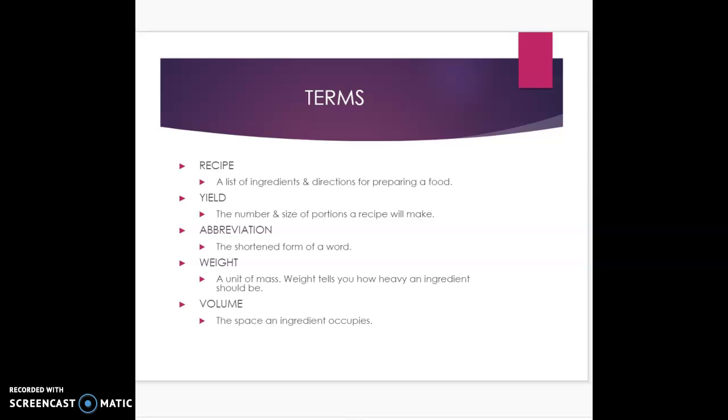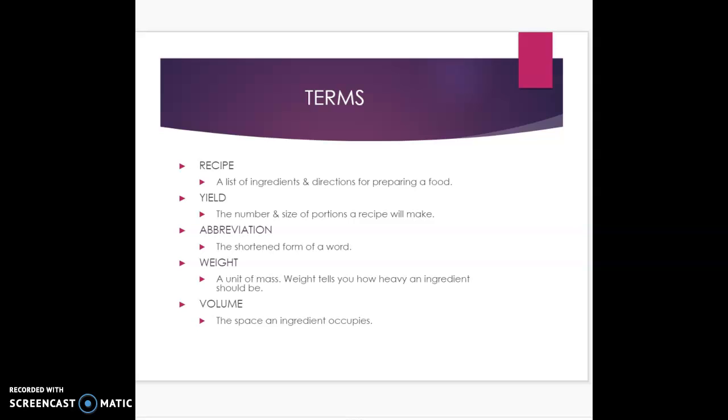All right, on your note guide, there are some recipe terms. You will pause and copy down these recipe terms. The first term is a recipe. This is a list of ingredients and directions for preparing a food. Most of us have followed a recipe before in our lives, and we know that there are two parts to a recipe. There's going to be a list of ingredients, and then there's going to be step-by-step instructions after that list of ingredients that are going to tell us how to prepare that food properly.